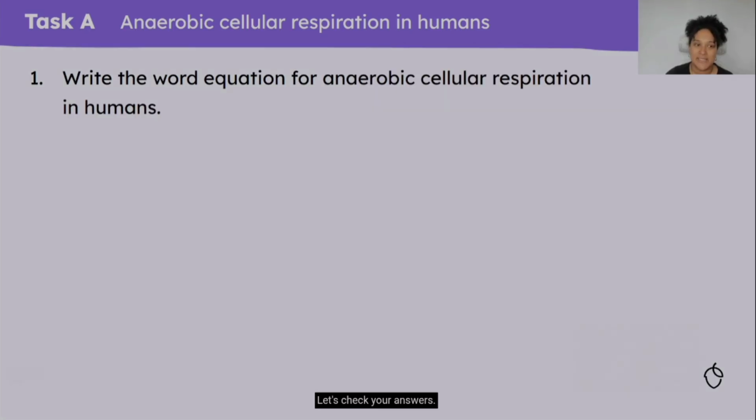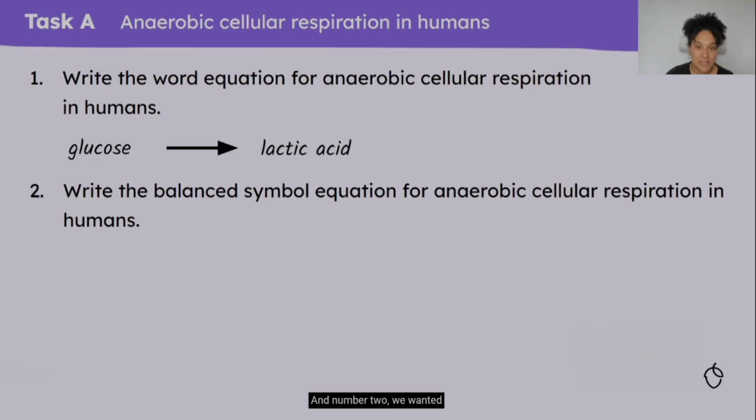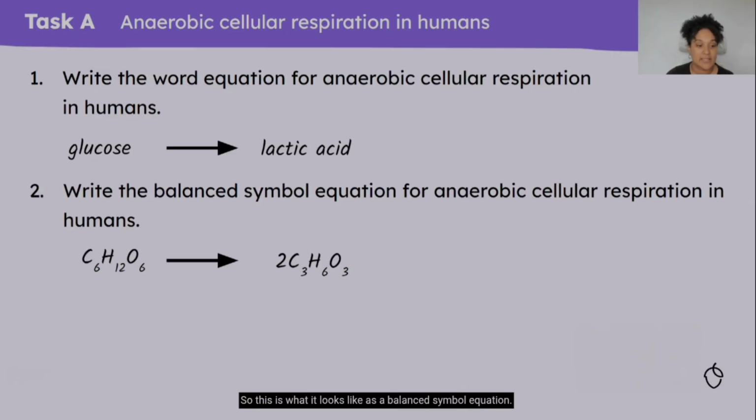Let's check your answers. Number 1, write the word equation for anaerobic cellular respiration in humans. So glucose reacts to make lactic acid. And number 2, we wanted that in a balanced symbol equation. So this is what it looks like as a balanced symbol equation. I'll give you a few seconds to just double check that what you've written on your page is the same as what is on the screen here.